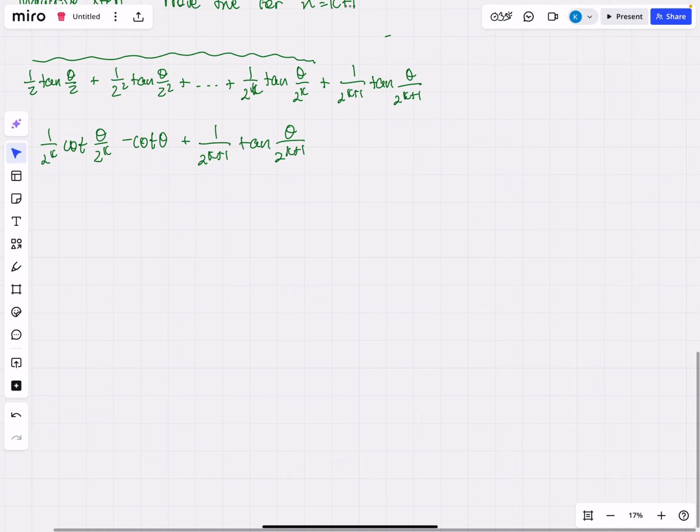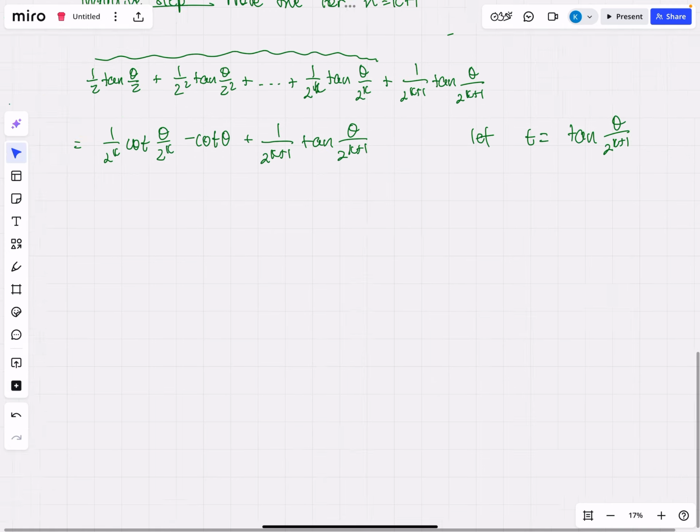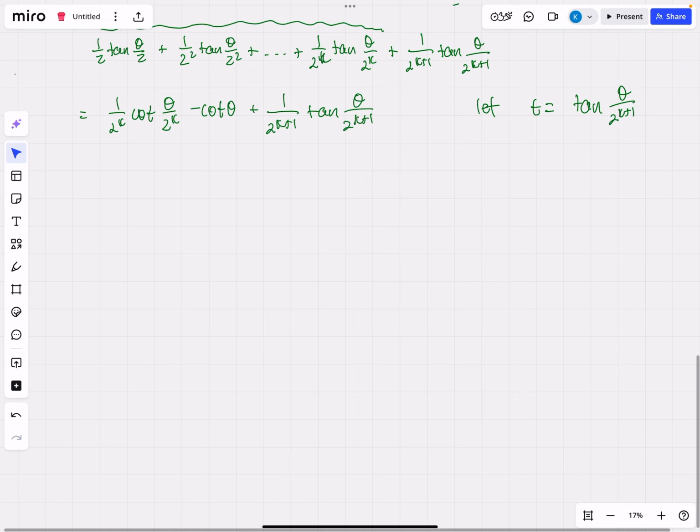Okay. Now here I'm just going to save some working. If you've done further pure 1, you should have learned about t formulae. I believe it's in further pure 1. Don't worry if you haven't, you can figure this out without t formulae. This is just a quick way to do it. I'm going to let t equal tan theta over 2 to the k plus 1. So what's this going to become? Well, I'm going to have 1 over 2 to the k. This cot theta over 2 to the k is going to be multiplied by 1 minus t squared over 2t. I'm going to leave that cot theta.